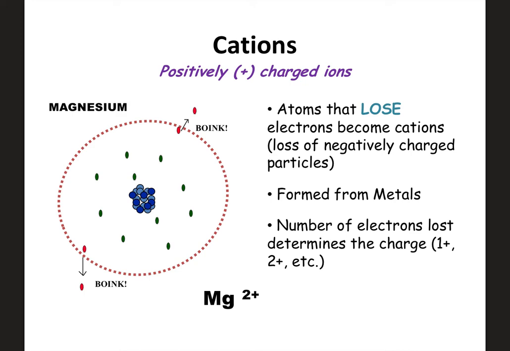So a good example here is magnesium. Magnesium likes to form a 2 plus charge. So when magnesium forms an ion, it loses 2 electrons and forms a 2 plus charge. So you definitely need to know cations, positively charged, they're losing electrons, and this is going to be your metals.